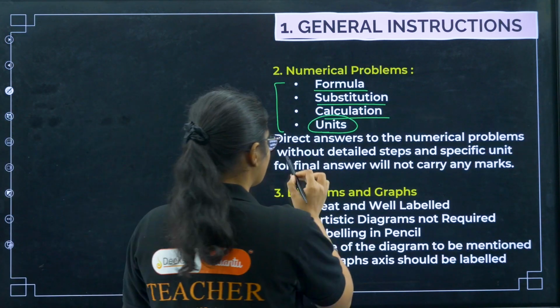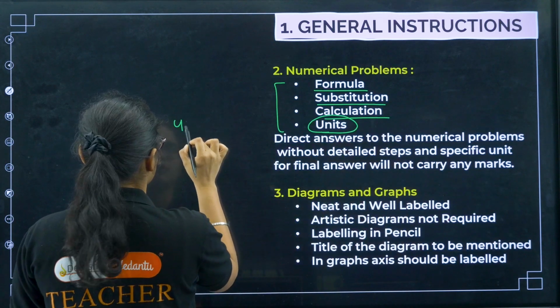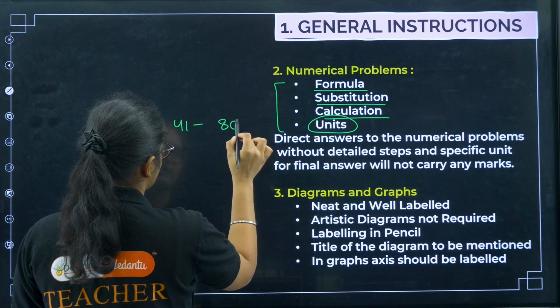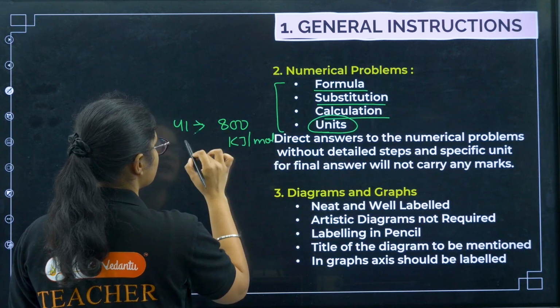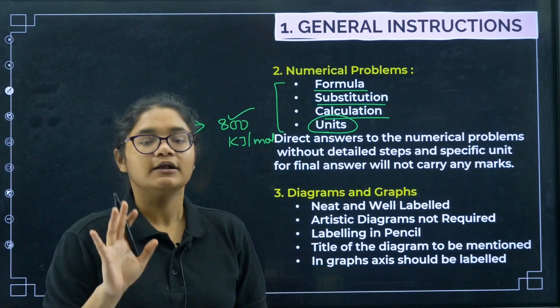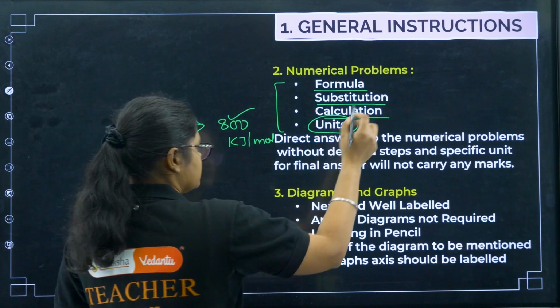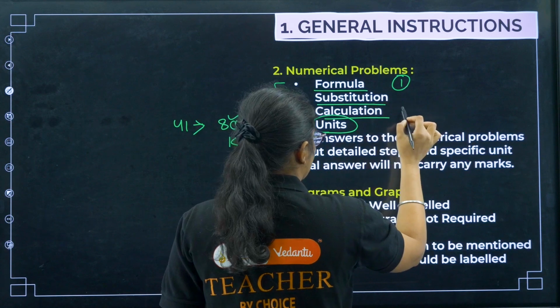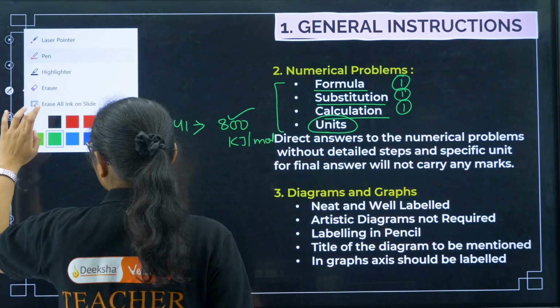Okay, so if you just do the calculation in rough and finally you put, question number 41, the answer is 800 kilojoules per mole, with no calculation, nothing you have done, even if this answer is correct, you will be awarded 0 marks. No direct answer, please write down the steps. The formula carries 1 mark, substitution carries 1 mark, and calculation carries 1 mark in a 3 mark numerical.